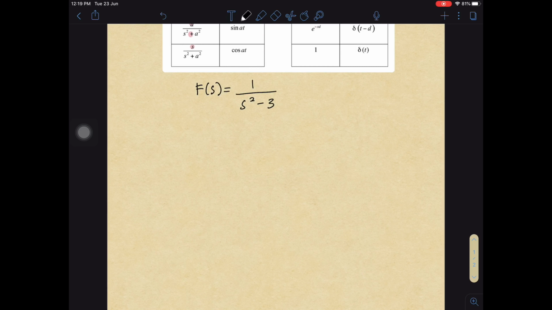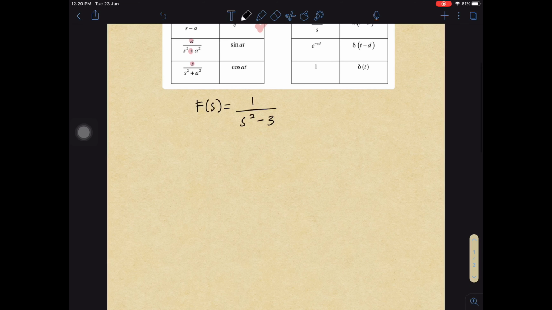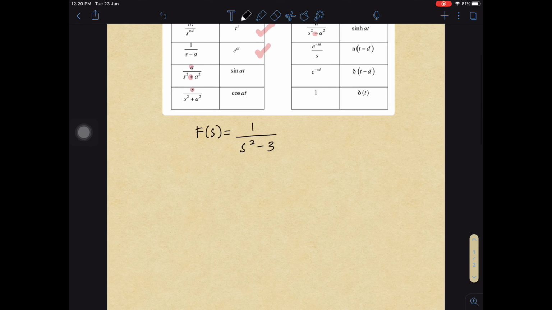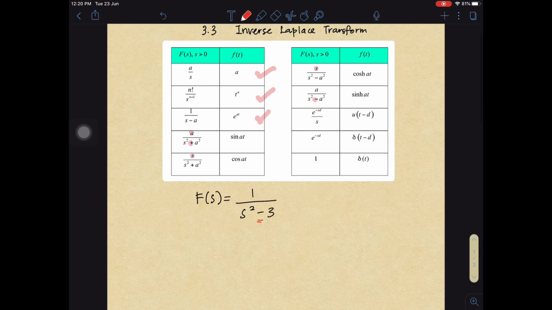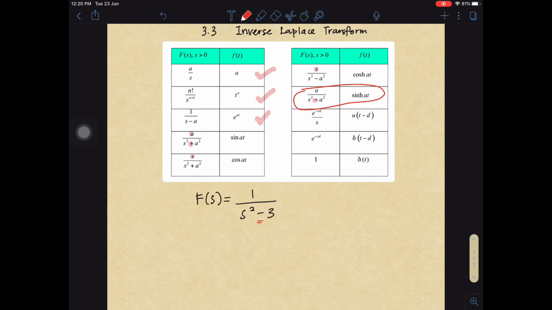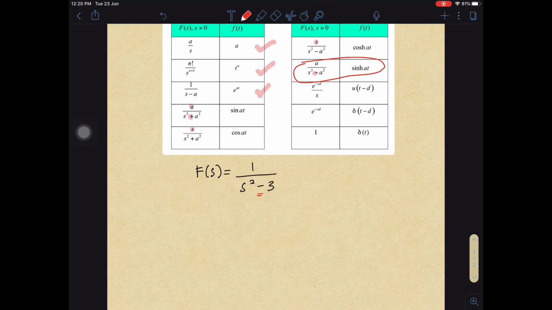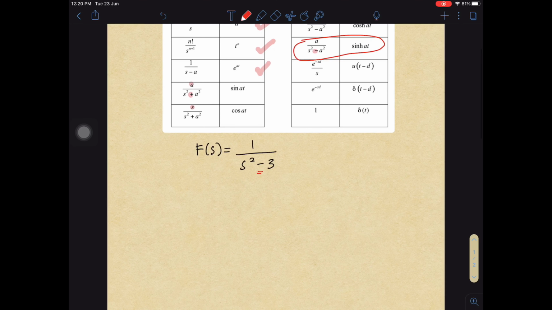Now you have F(s) equal to 1 over s square minus 3. Okay, so this one will be related to either the function sine at or sine hyperbolic at, because you now have s to the power of more than 1 and also a constant together in the denominator. But because the sign here is minus, this one will be related to sine hyperbolic at. Before we continue, we need to make sure the denominator is in the form of s square minus a square. Now you only have s square. Okay, you need to transform this 3 to become a constant square.